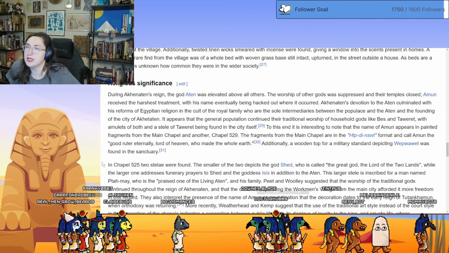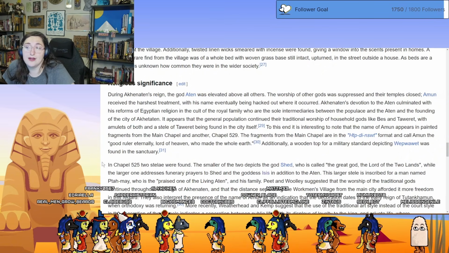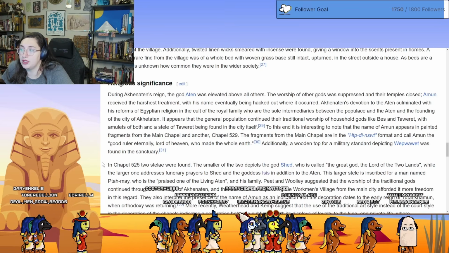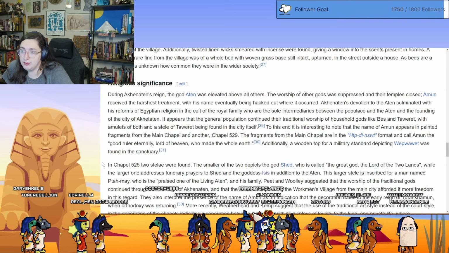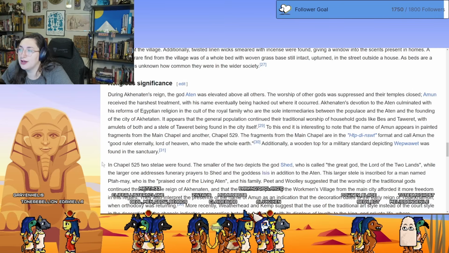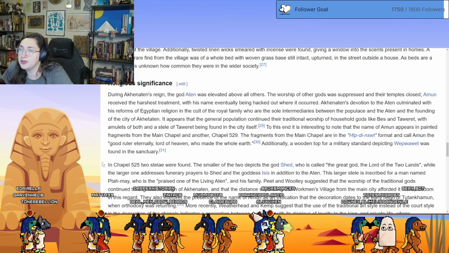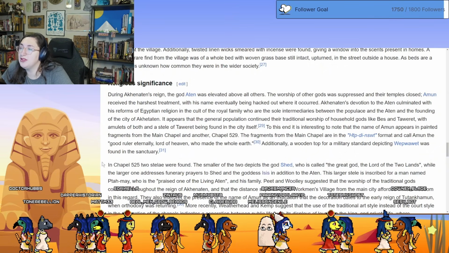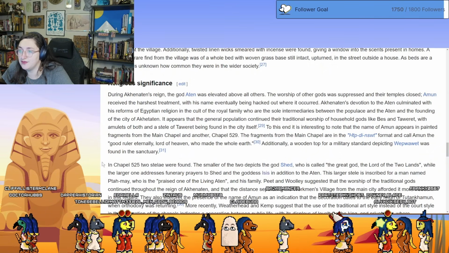Let me just read this. During Akhenaten's reign, the god Aten was elevated above all others. The worship of other gods was suppressed and their temples were closed. Amun received the harshest treatment, with his name eventually being hacked out where it occurred. Akhenaten's devotion to the Aten culminated with his reforms of Egyptian religion in the cult of the royal family, who are the sole intermediaries between the populace and the Aten, and the founding of the city of Akhetaten.